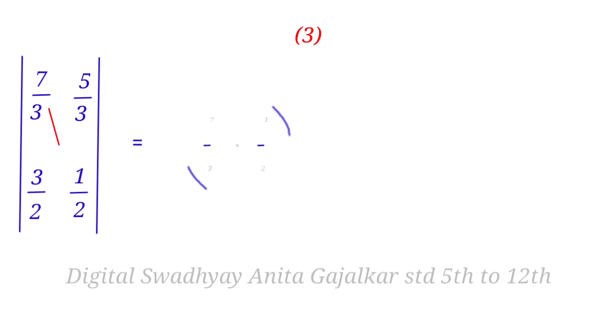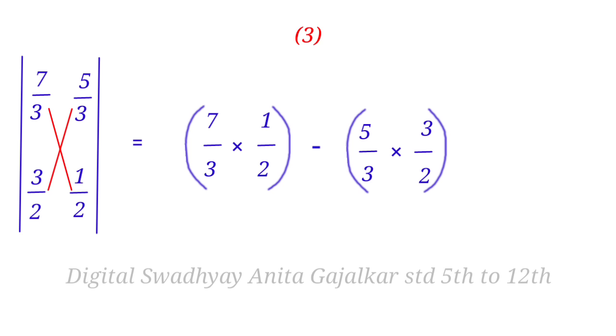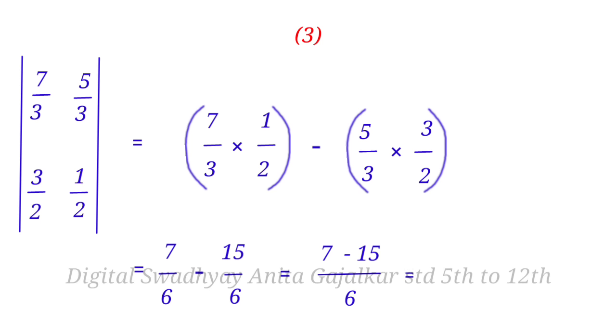Equal to 7 by 3 into 1 by 2 minus 5 by 3 into 3 by 2, equal to 7 by 6 minus 15 by 6, equal to 7 minus 15 divided by 6, equal to minus 8 by 6, equal to minus 4 by 3.